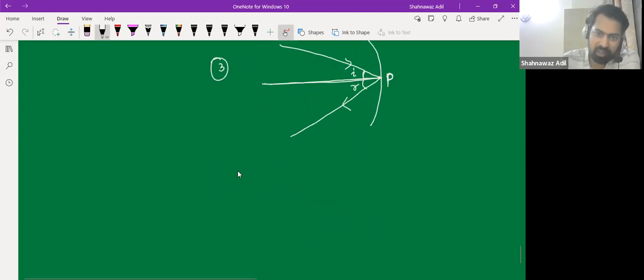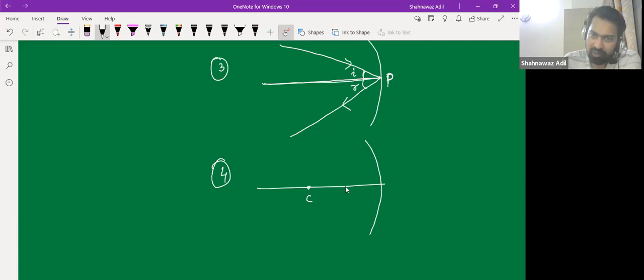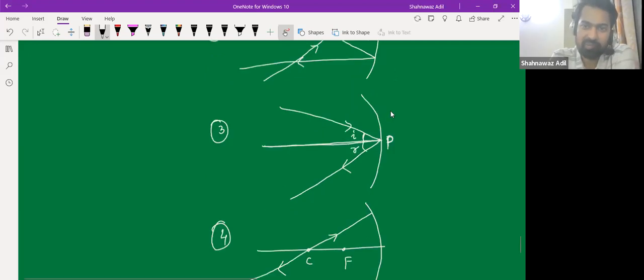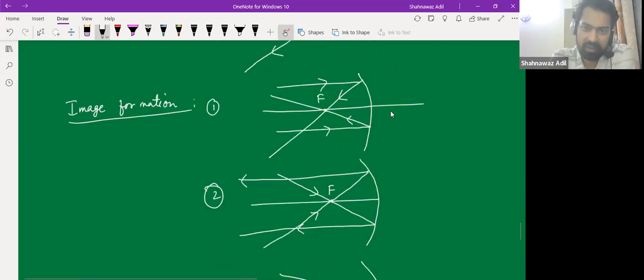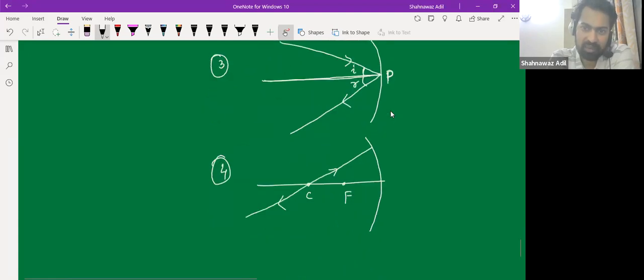And the fourth image formation law is that, let's say this is the center of curvature, this is the focus. If a ray is passing through the center of curvature, it will reflect back along the same path. These are the four laws of image formation, right? So you already know these. Is that clear, everyone?